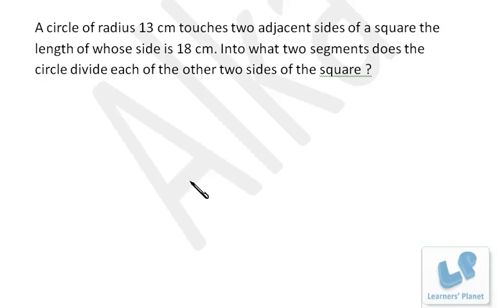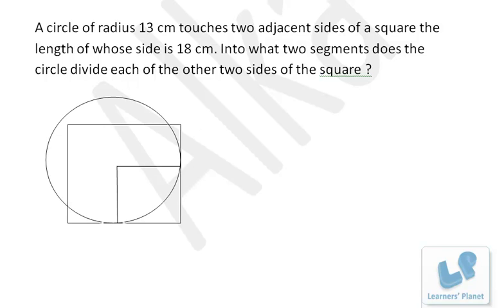Now we have this problem. A circle of radius 13 cm touches two adjacent sides of a square, the length of whose side is 18 cm. Into what two segments does the circle divide each of the other two sides of the square? So I draw the diagram. Now this is the diagram.